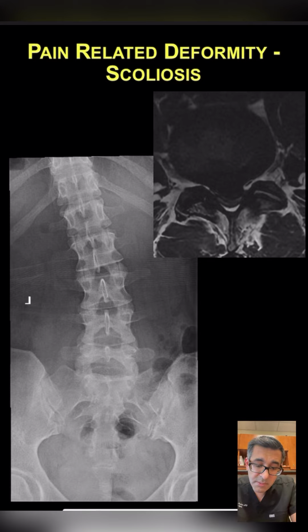I've seen patients who appear to have scoliosis because of the pain. Again, this patient has a large disc herniation here that is causing them, because of the pain, to tilt their spine to the other side. And so it looks like this patient has scoliosis, but really this is because of pain.